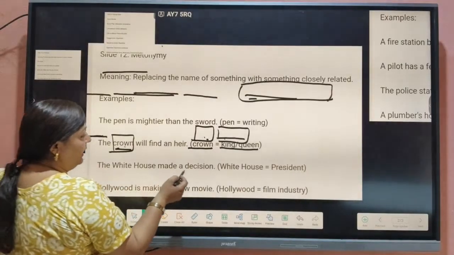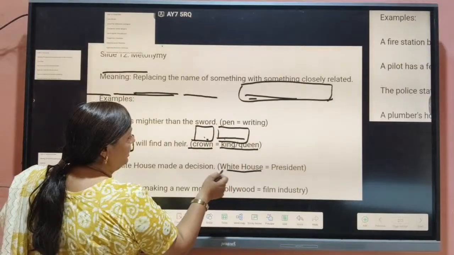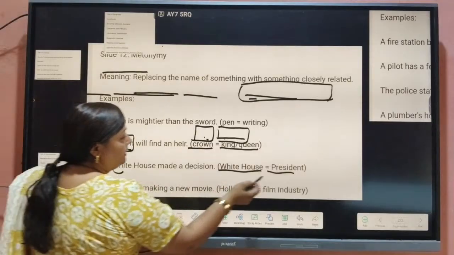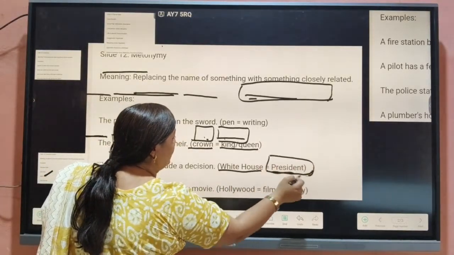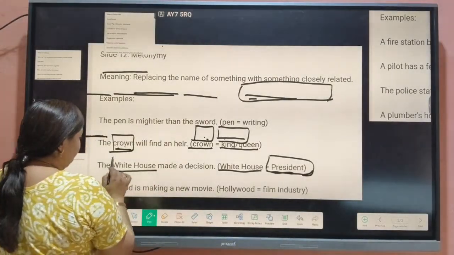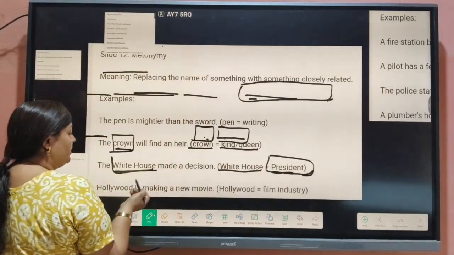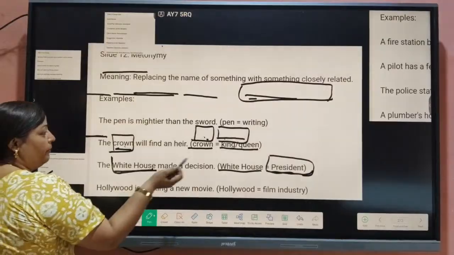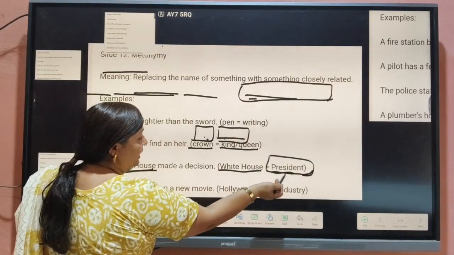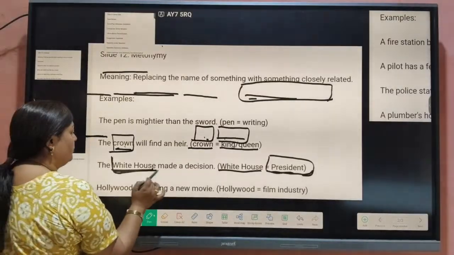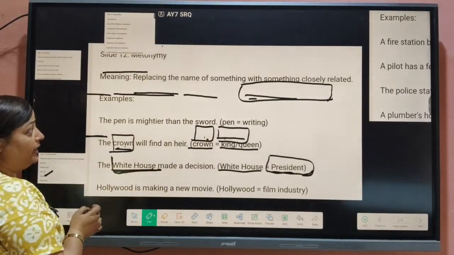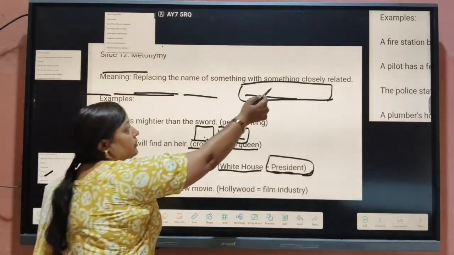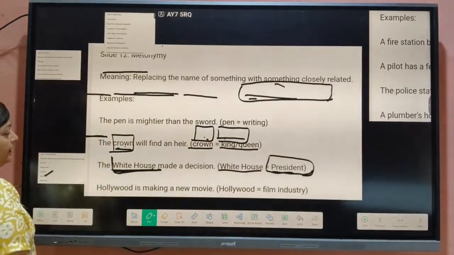The White House made a decision. Here White House represents the president. The president's changed name is White House. The real decision is made by the president, but instead of saying president, we are saying White House. That's why here is metonymy. In this way, if we change the name to something closely related to the thing, then there will be metonymy.